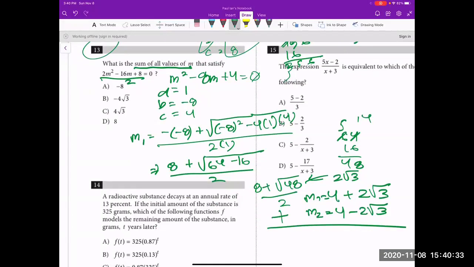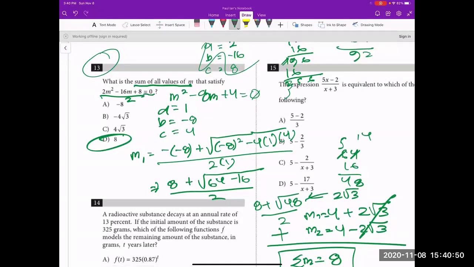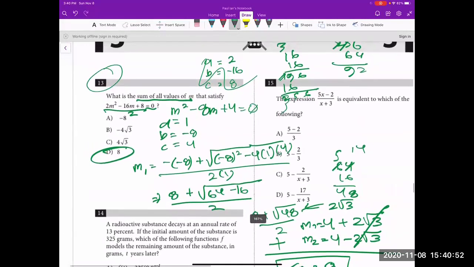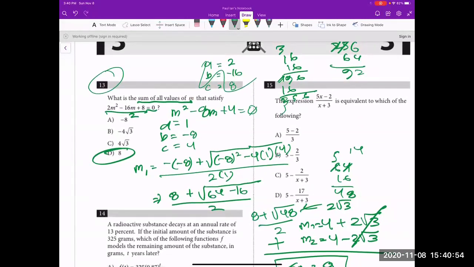And when you add them, the radical expression disappears, and you get that this equals 8. Yeah? Okay. Yeah, so I would probably just do that. The way to do this quickly is to make your numbers easy. That's why if you divide by 2, it'll be easy to simplify.